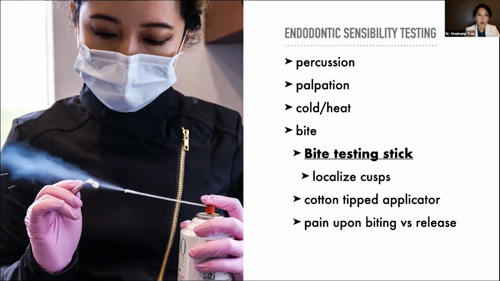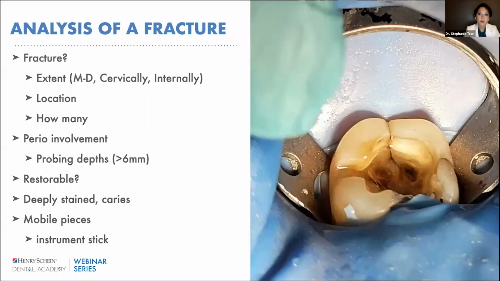It's very hard to localize a heat tip area. I mean, you can, but it can damage the pulp. And for cold testing, it's always done with a cotton pellet, never a cotton tipped applicator, because the wood in the cotton tipped applicator doesn't hold enough of the cold. So the testing is not accurate. And please don't use ice sticks either.